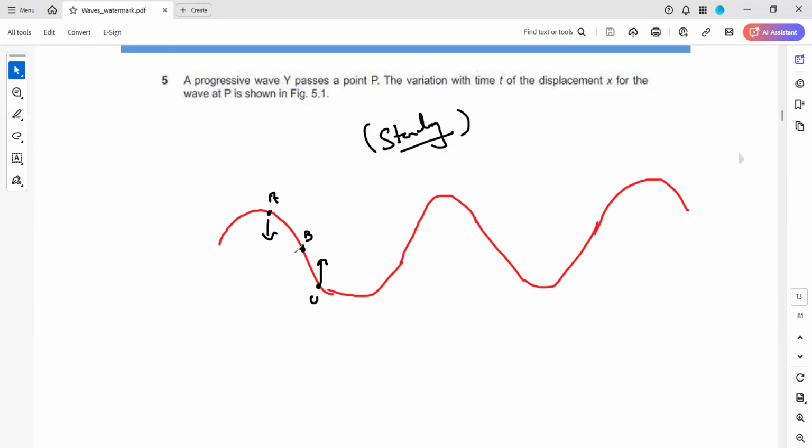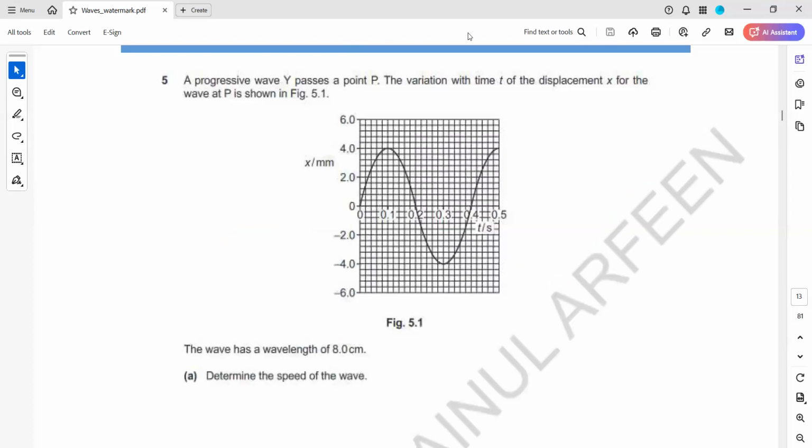And the particles on the adjacent sides of a node are always 180 degrees out of phase. If one particle is going down, the other particle will go up. So particles A and C are actually 180 degrees out of phase. That is also a characteristic of a standing wave, that the two particles which are on adjacent sides of the node are always 180 degrees out of phase. If one is going up, the other will go down.